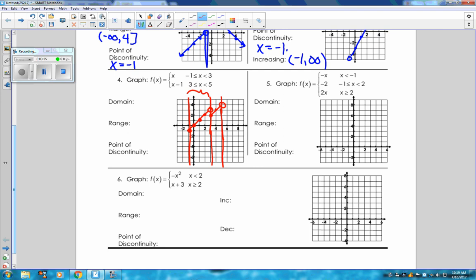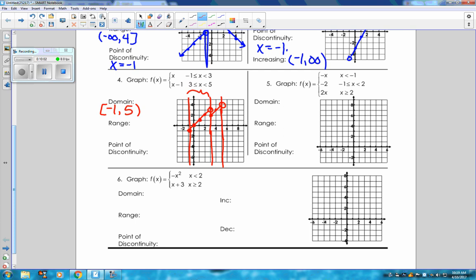So what's my domain for this one? It's not all real numbers less than 5. What's my smallest domain I can have? What's the biggest domain I can have? Is 5 included? So open circles. I have to put parentheses instead of brackets.